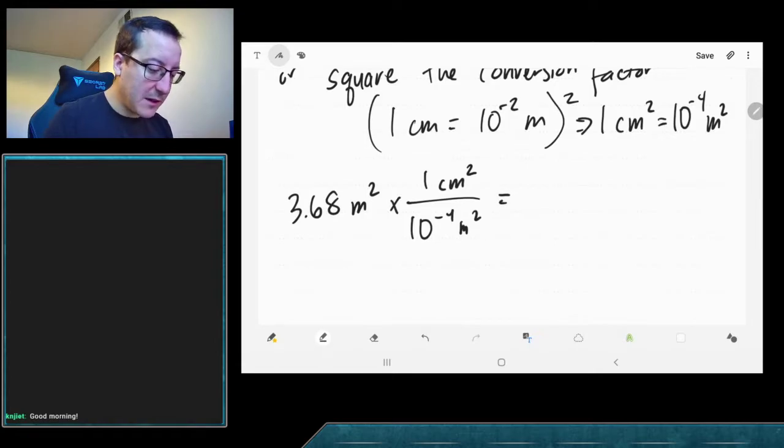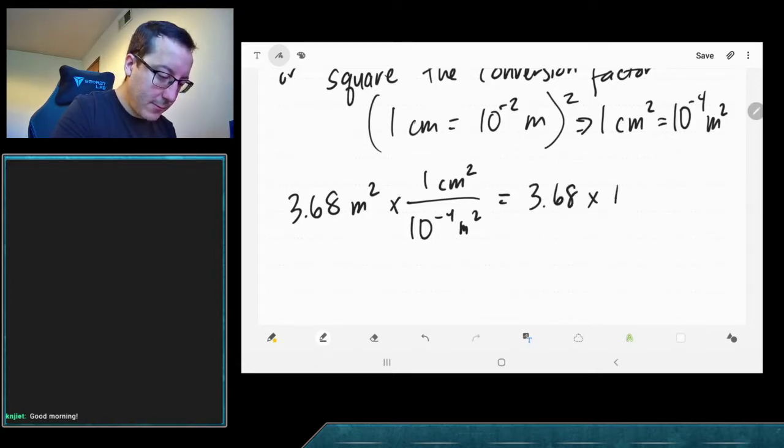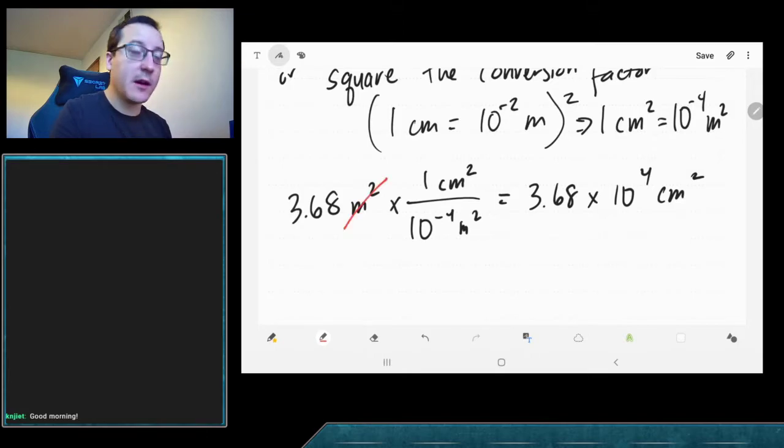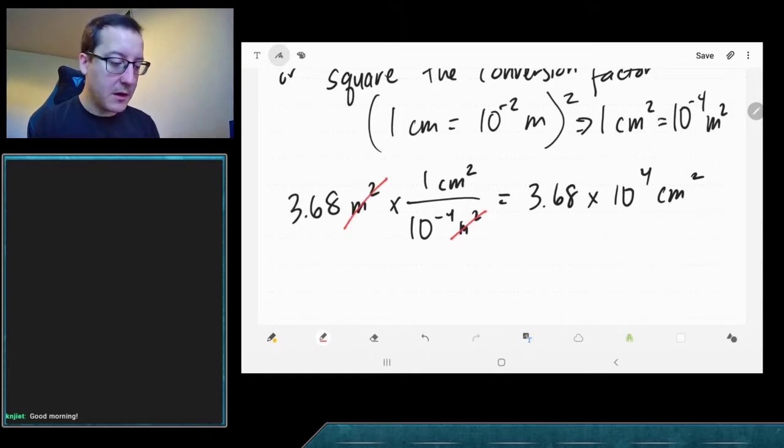Yeah. This should be positive 4 over here, right? Because a negative exponent on the bottom means it comes up to the top as positive. And so by doing this, we'll get our answer in just one step, because we can see already that meters squared cancels with meters squared, and we'll be left with centimeters squared right away.